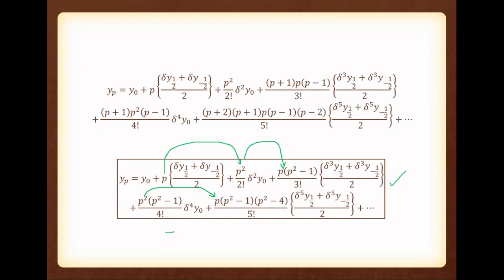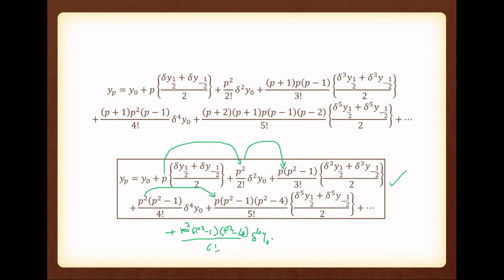So if you are asked to write the next term, definitely here we have a single p only. So copy that term, that is p into p square minus 1 into p square minus 4. Now what do we have to do? We have to square this p. Now divided by, how many p's are there? p square, p square, p square. So 6 factorial into delta raised to 6 y0. So this is the next term.